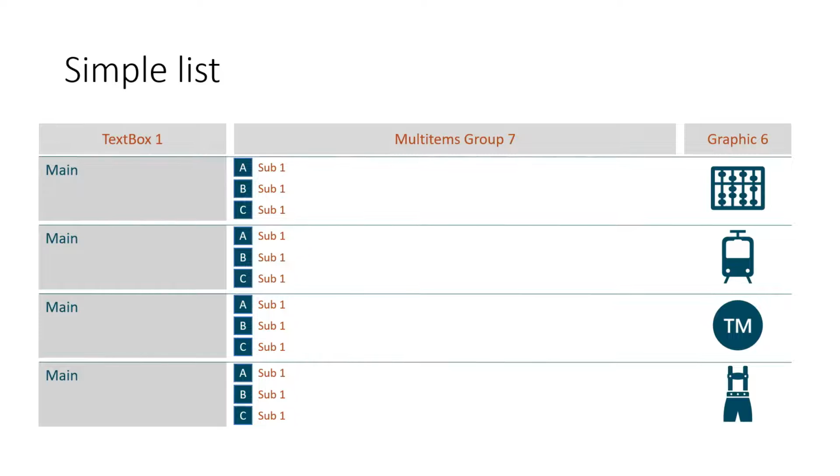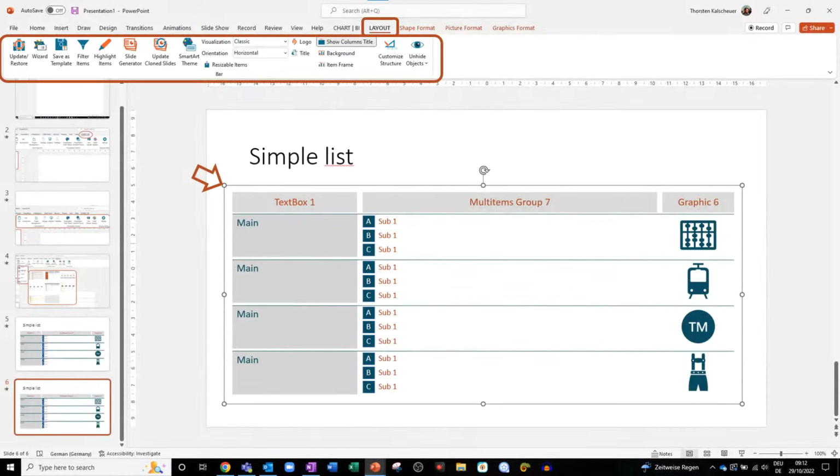If you select the entire SmartArt, a new menu opens in the ribbon called Layout. Here you can manually update the slide, open the SmartArt wizard, save your adapted SmartArt as your own template. You can filter items, highlight items, automatically generate various slides, automatically update the cloned slides, and set the theme you want to apply to your SmartArt.